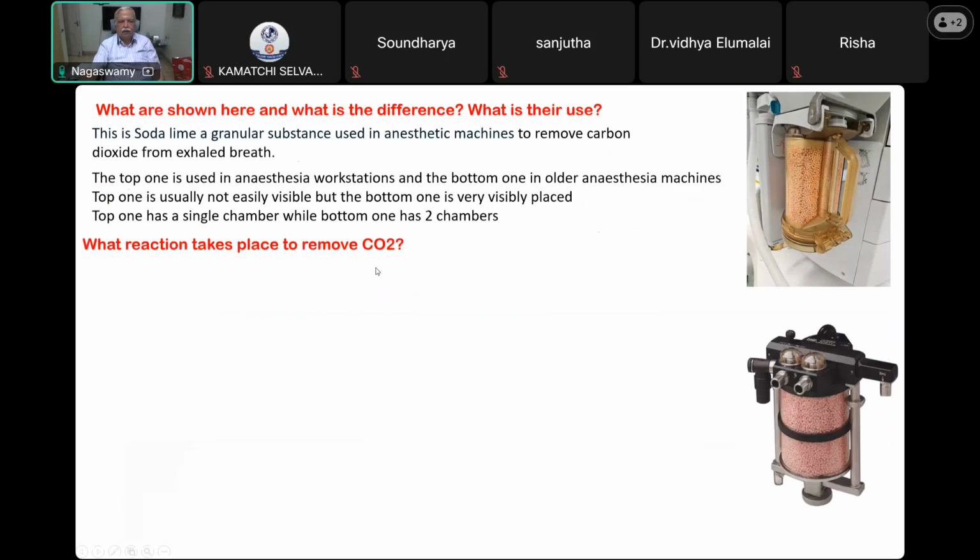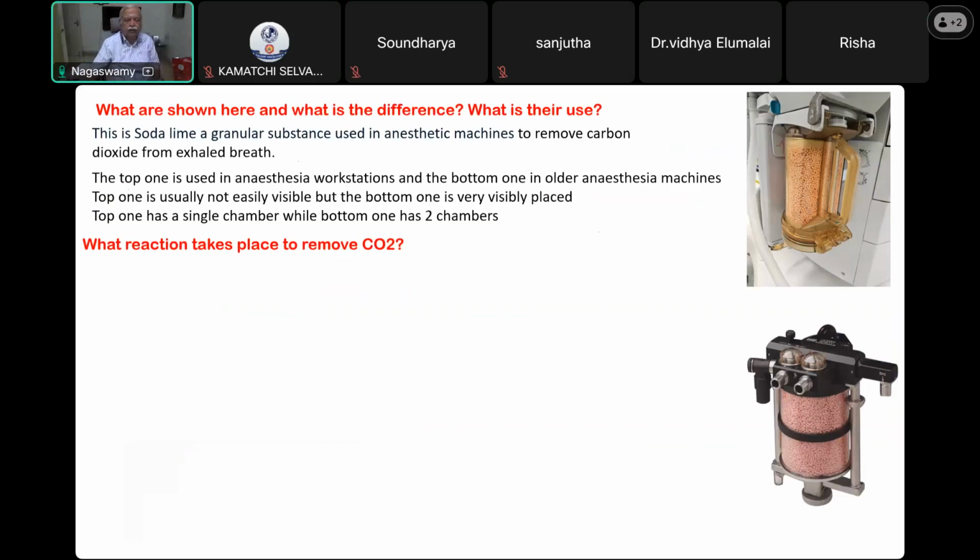And what is the reaction that takes place to remove carbon dioxide when you use soda lime? Exothermic reaction. What are all the steps you have to say? That's a very common question. What is the composition of soda lime? Sodium hydroxide, calcium hydroxide, potassium hydroxide. Potassium hydroxide was there earlier, but now they have removed it. It is only calcium and sodium hydroxide. Which is the major component? Calcium hydroxide. Even though it is called soda lime, sodium is only a very small quantity. It's an activator, whereas calcium is the main absorbent.